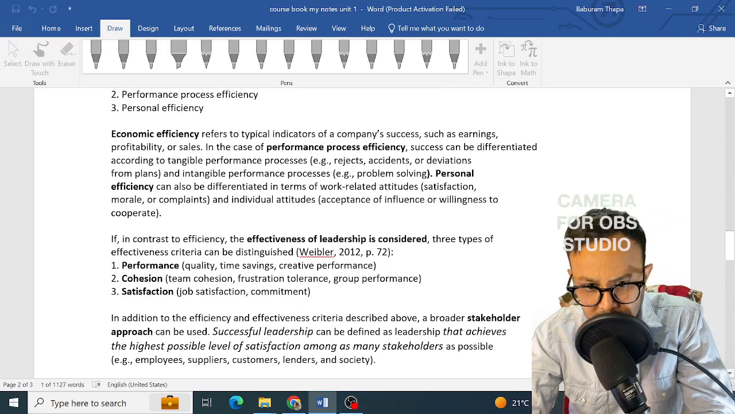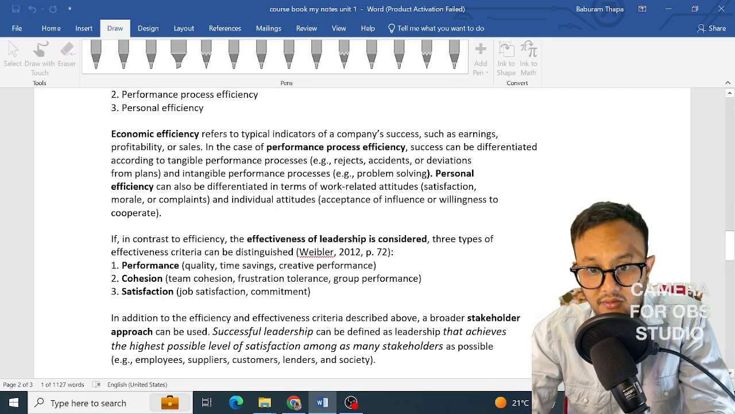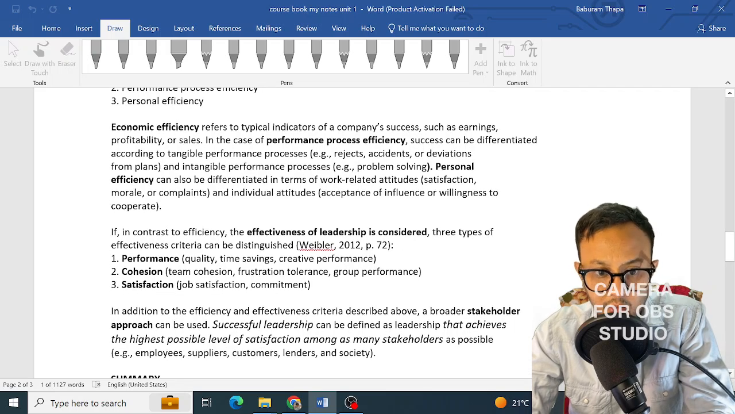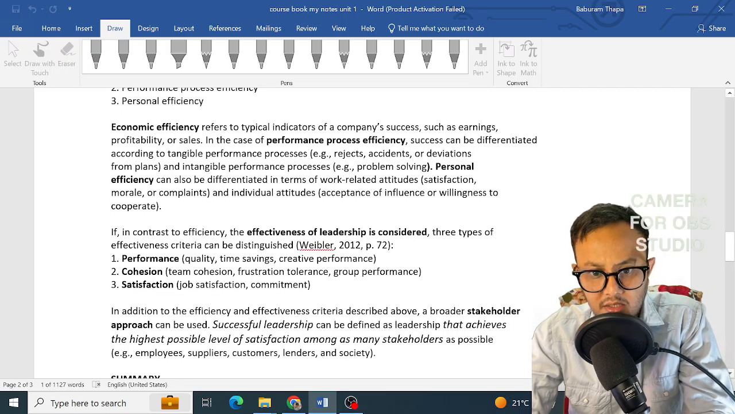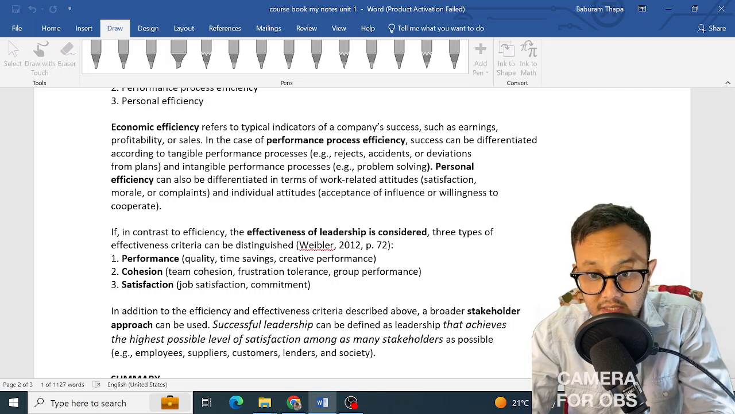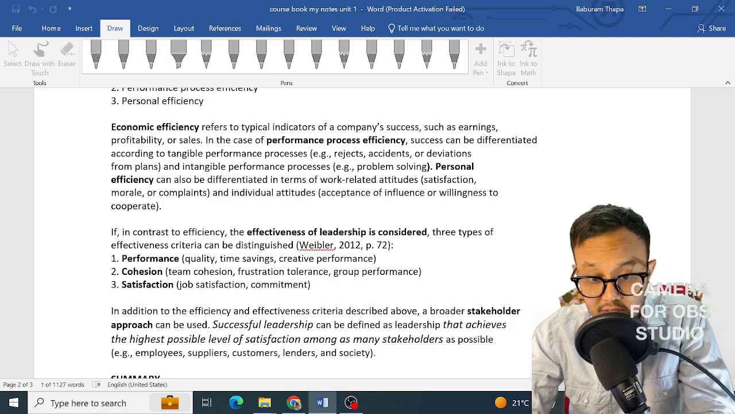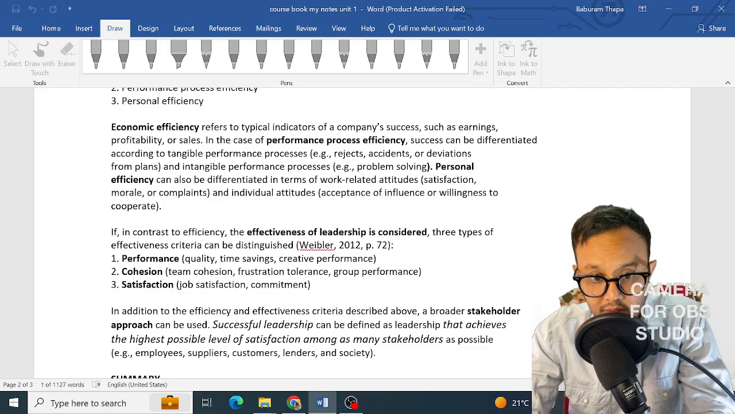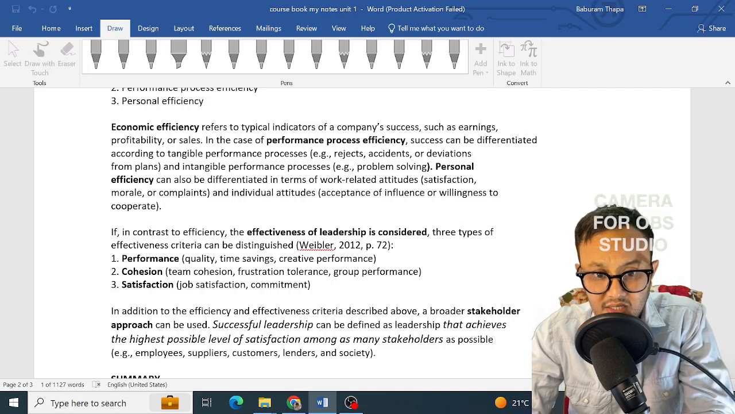The economic efficiency refers to typical indicators of a company's success, such as earnings, profitability, or sales. So what are the indicators of the company's success? Earnings, profitability, or sales, right? Earning is very important, profitability is very important, right? And the sales is very important. So basically earning means the revenue.